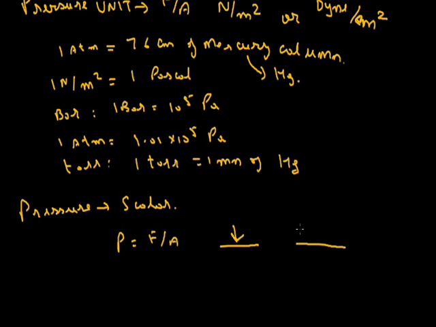For example, force is acting like this. This force is a vector, but this is the normal component. So this normal component of the force acting per unit area is the pressure. And since we are taking a normal component, such a force is not considered to be a vector. So it is a scalar quantity.